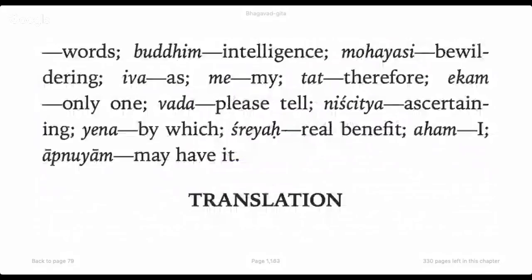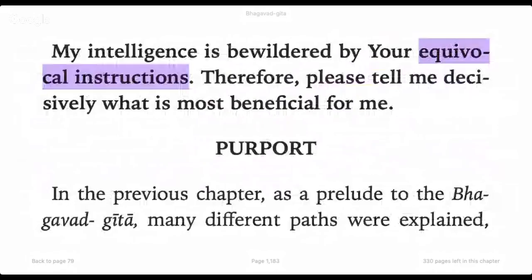"My intelligence is bewildered by equivocal instructions. Therefore, please tell me decisively what is beneficial for me." Equivocal means you said many things. Do this, do that, do that, do that. I got confused. Say one thing.